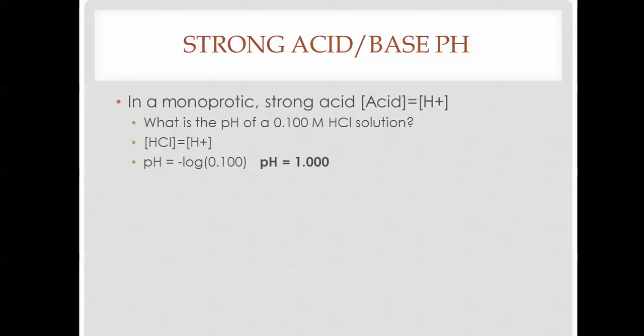So if we simply take the negative log of that number, the negative log of 0.1, we see that the pH of a 0.1 molar HCl solution is in fact 1.